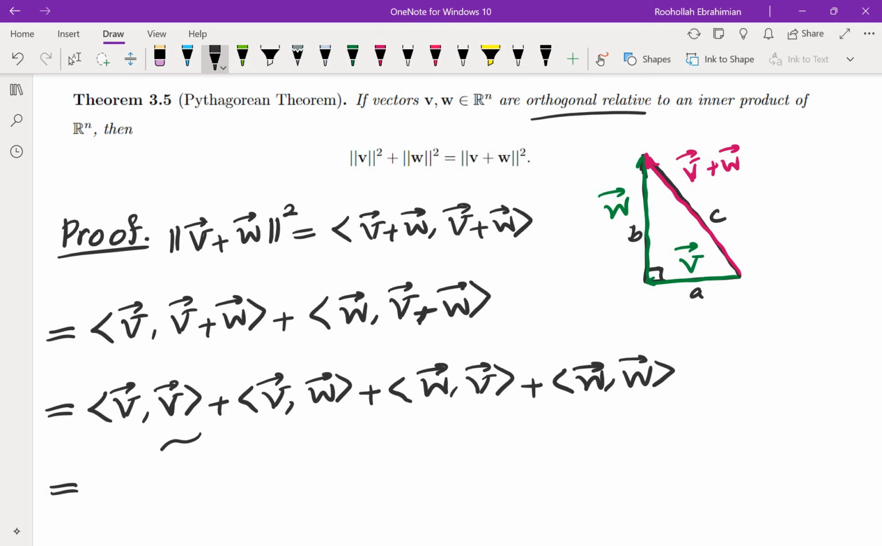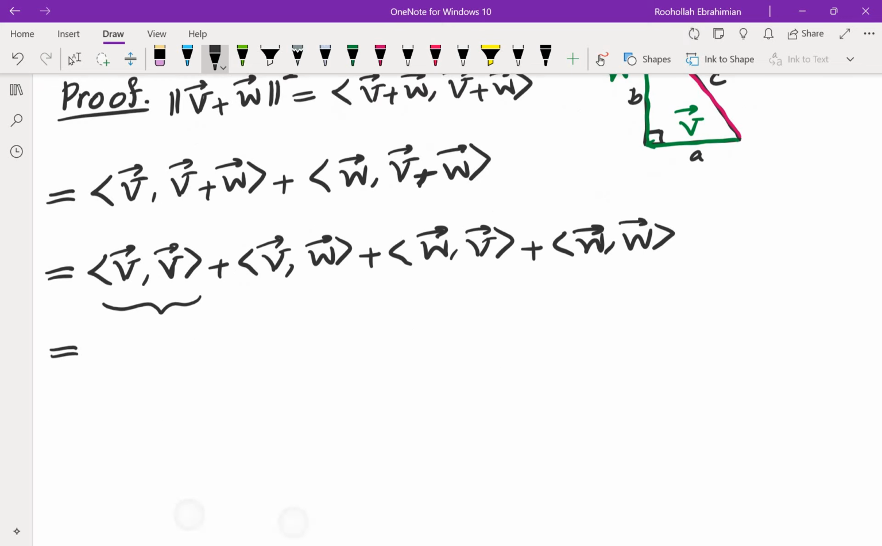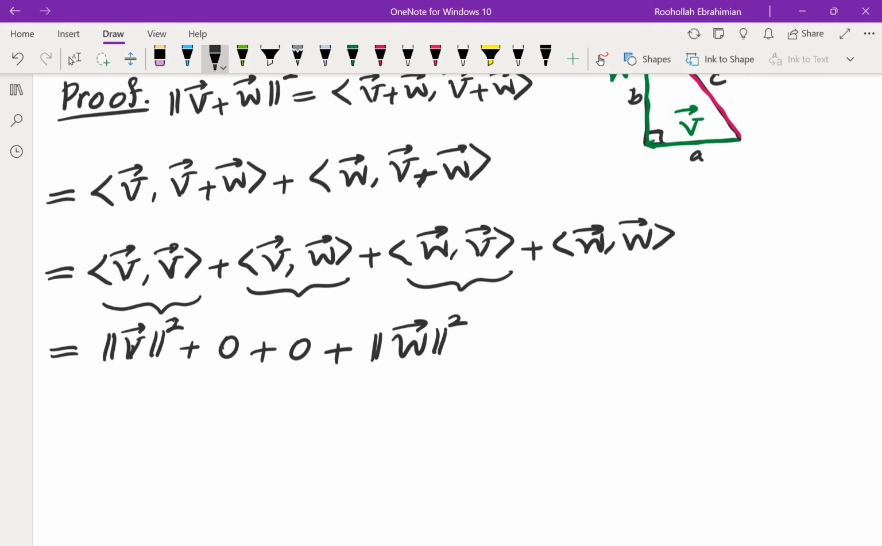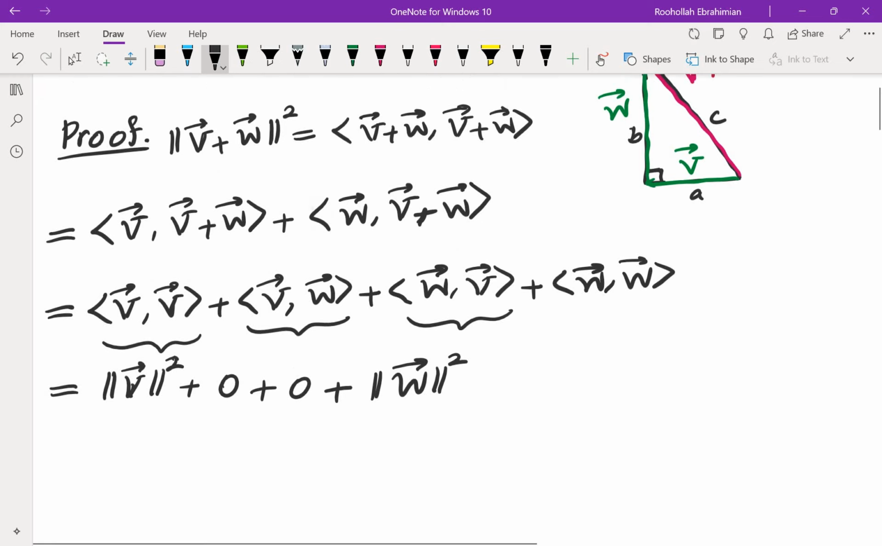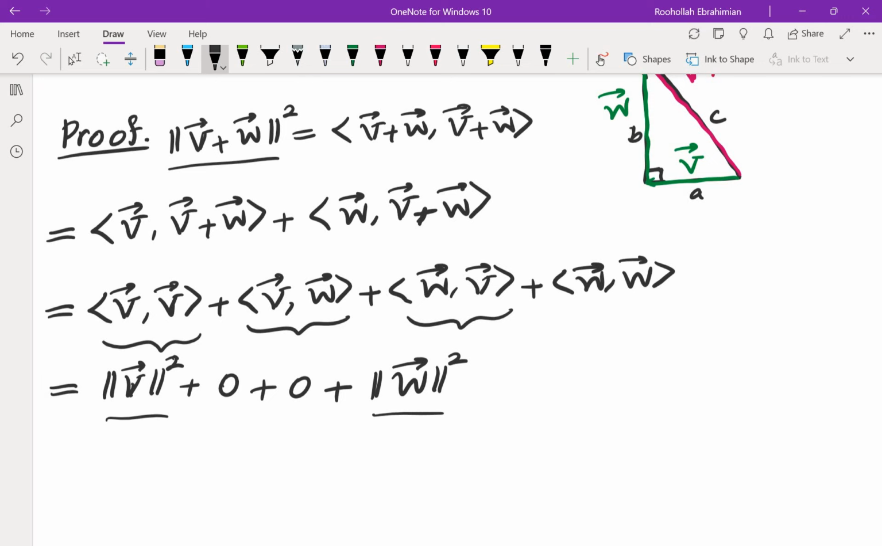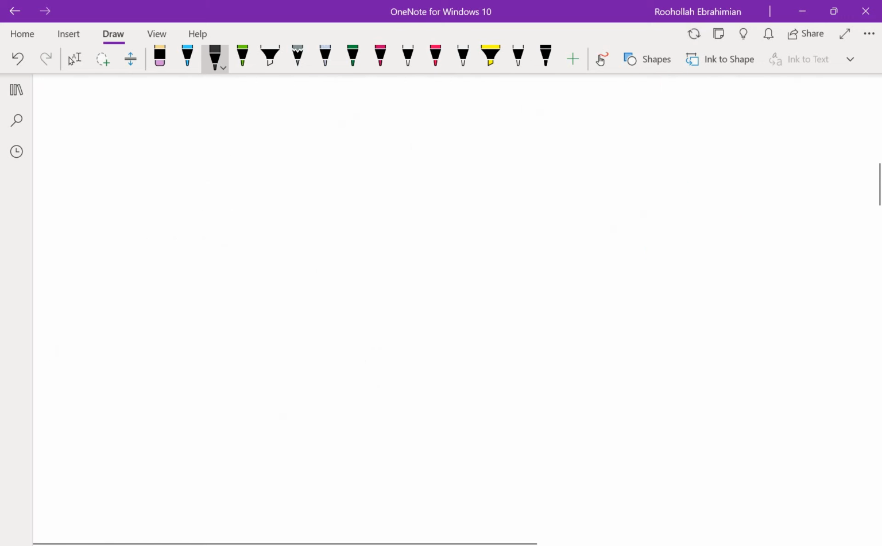Okay, now the inner product of a vector with itself is the norm, the length squared, plus, since the vectors are orthogonal, the inner product is 0, and these two are the same because of symmetry, and that gives us exactly what we want. So we started from the square of the hypotenuse, which was V plus W. So the square of the hypotenuse ends up being the sum of the squares of the two legs. So this proves the Pythagorean theorem.